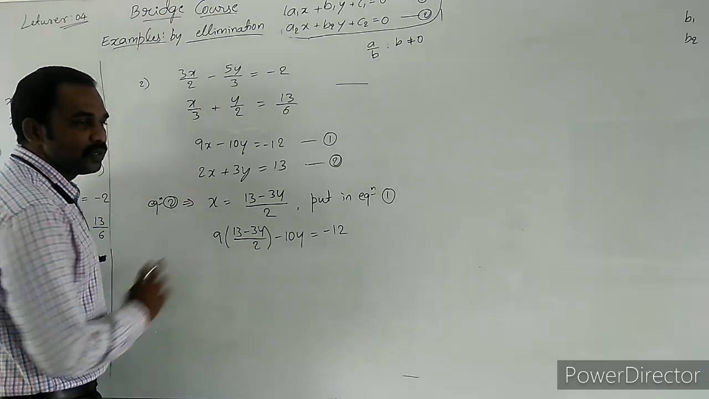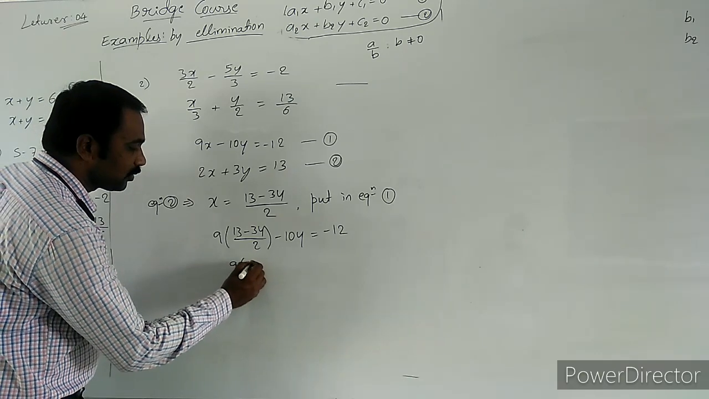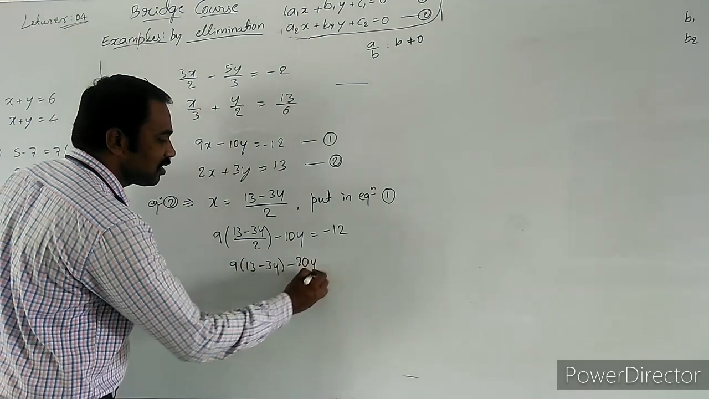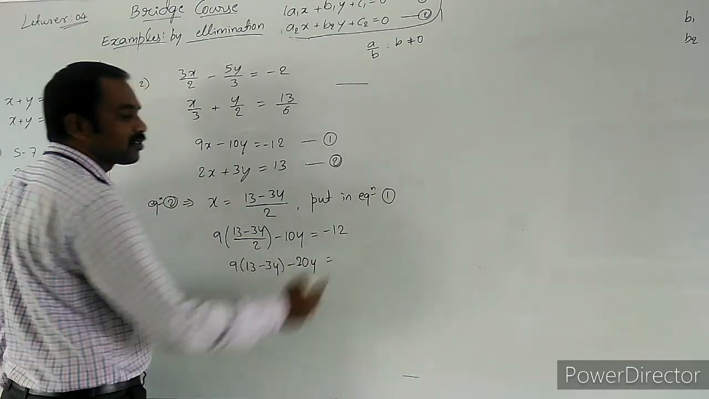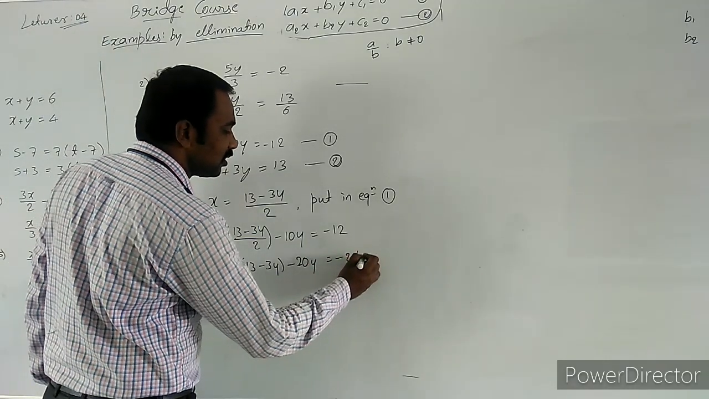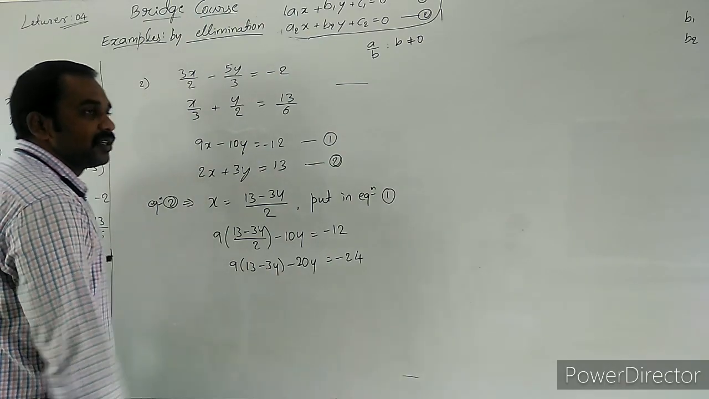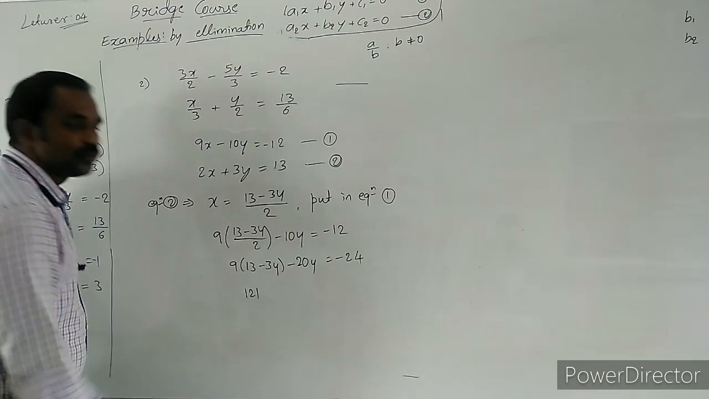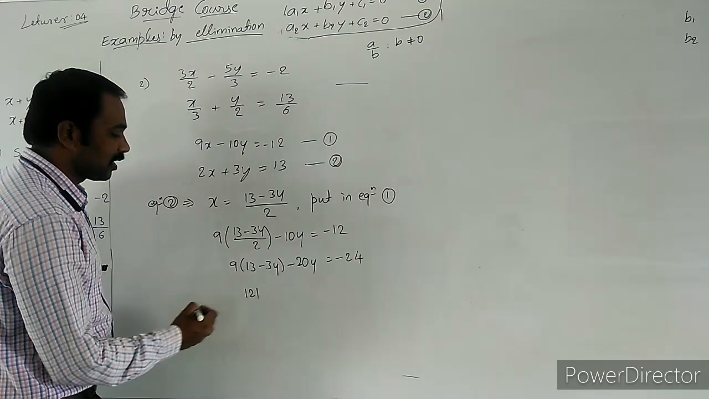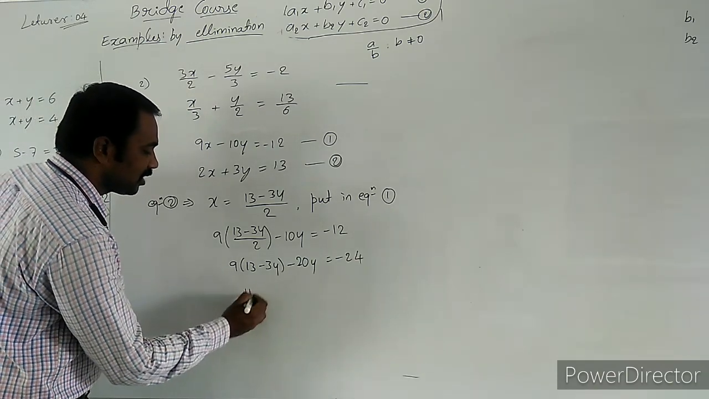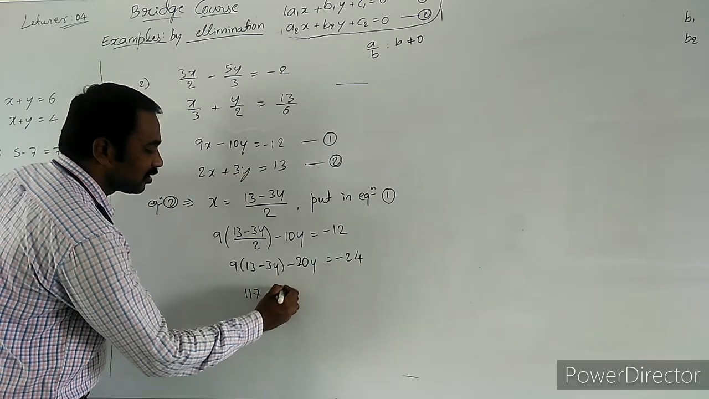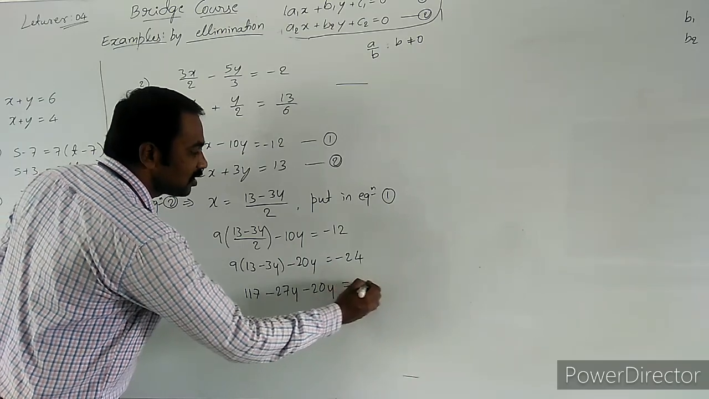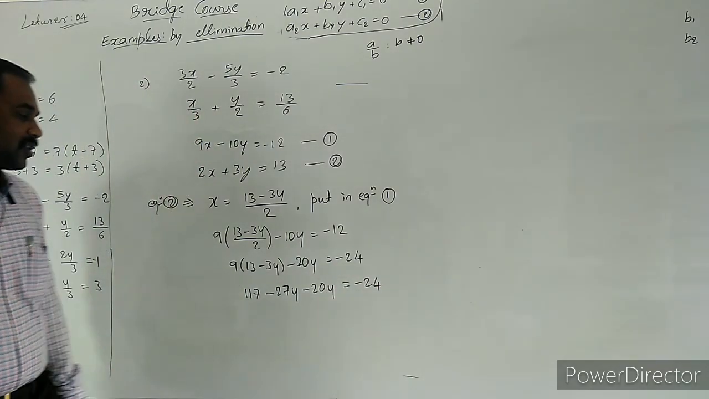Now what do I do? 2 is the LCM. 9 into 13 minus 3y minus 20y is equal to, cross multiplying the 2, minus 24. So here 13 into 9 is 117. Then minus 9 threes are 27 into y, minus 20y is equal to minus 24.